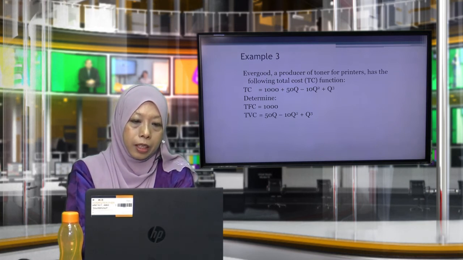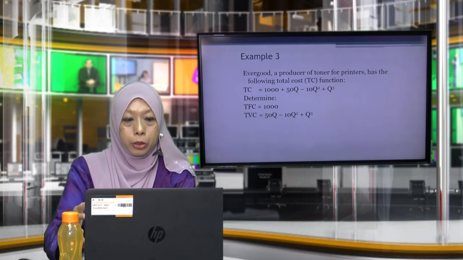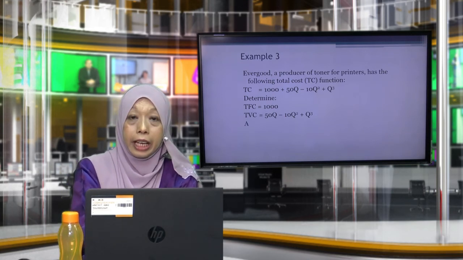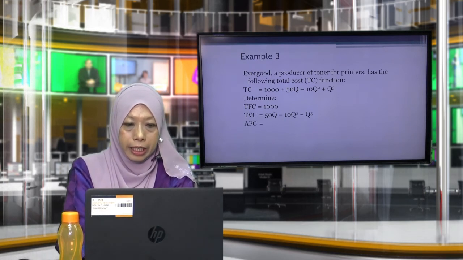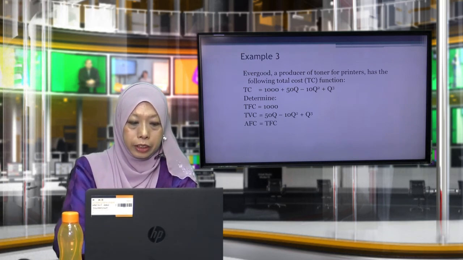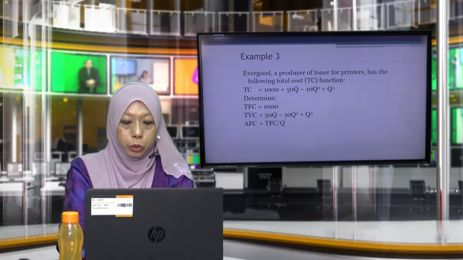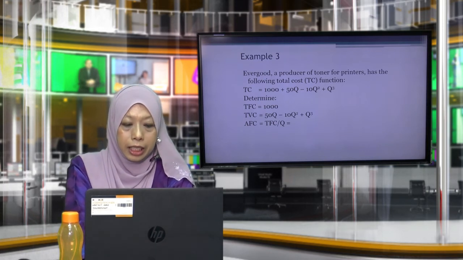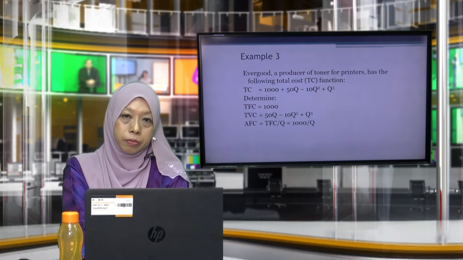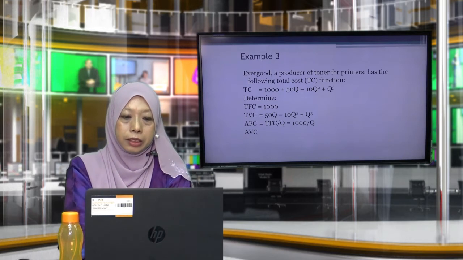What we want to do next is identify the average fixed cost function. Average fixed cost has been identified to be total fixed cost divided by Q. So if you were to find the average fixed cost function, it is simply 1000 divided by Q.